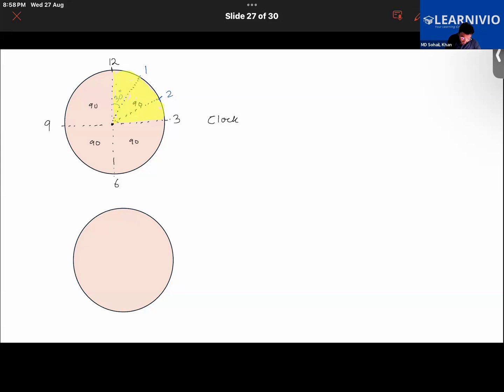Between 1 and 2, a 30 degree angle is formed, and between 2 and 3 o'clock also a 30 degree angle is formed. Is that clear to everyone here? Yes, sir. Good.